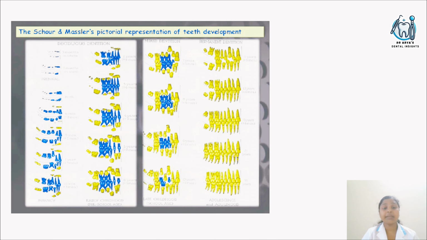And this is Shore and Massler's pictorial representation of teeth development. Here, in scientific dental age estimation, it describes 20 chronological stages of tooth development starting from 5 months intrauterine life until 21 years of age. This chart is based on histological sections and permits direct comparison with radiograms.